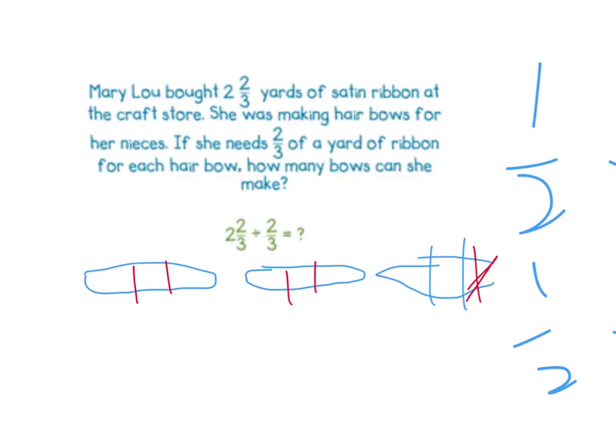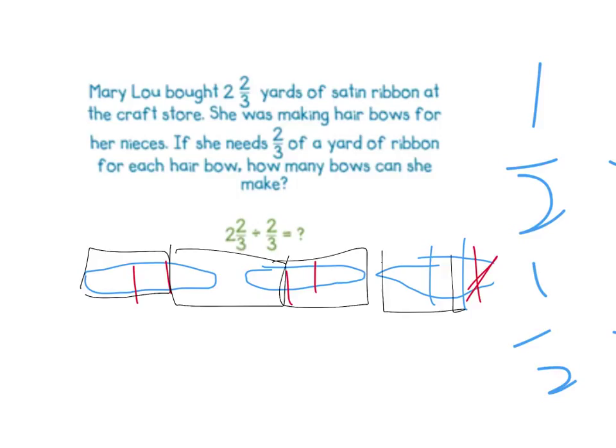So I can do that like this. Here's 1/3, 2/3, so here's 1. Here's 1/3, 2/3, so there's 2. 1/3, 2/3, so there's 3. 1/3, 2/3, so there is 4. So you end up with exactly 4 as your answer. So she would be able to make 4 bows.